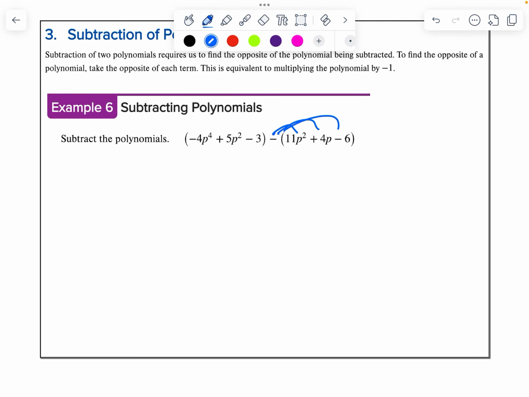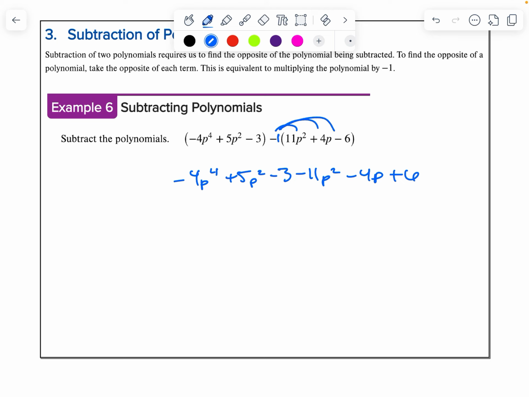So I'm just going to rewrite my problem now. Negative 4p to the fourth plus 5p squared minus 3. And now if I distribute that negative: negative 11p squared, negative 4p, negative times negative 6 makes positive 6. It's almost like I'm multiplying everything by negative 1. That's the same thing as a negative 1 there. And you have to multiply that negative 1 to every item in that parentheses.